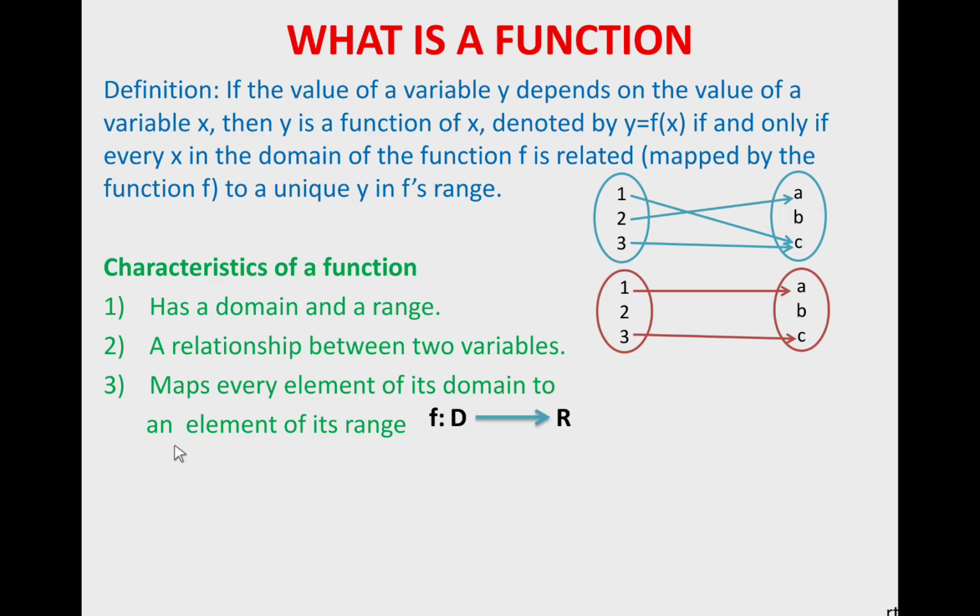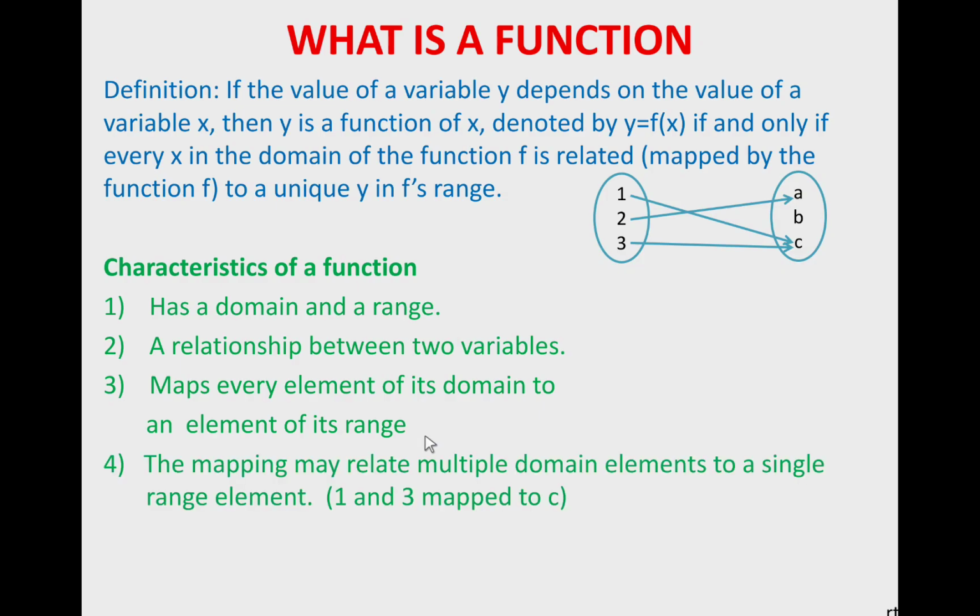So let's take a look at this. It is just the general abstraction of a function. That means the function operates on the domain and the arrow points to the element in the range that's mapped to by the element in the domain. So let's go ahead and look at condition number 4. Condition number 4 states that the mapping may relate multiple domain elements to a single range element.